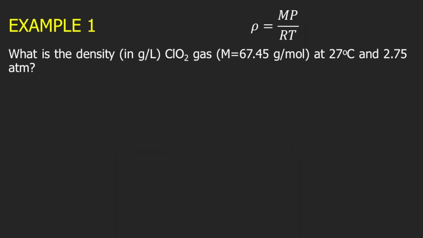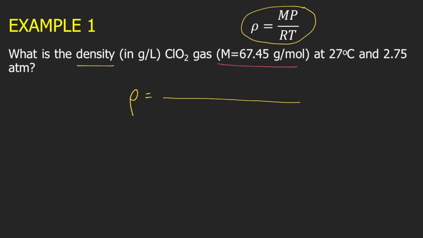So for our first example, what is the density in grams per liter of ClO2 gas at 27 degrees Celsius and 2.75 atm? So the question is asking for density, so we will use the formula we just learned. Density is equal to MP over RT. Again, M is the molar mass of the gas, and it is given in the problem. That's 67.45 grams per mole.